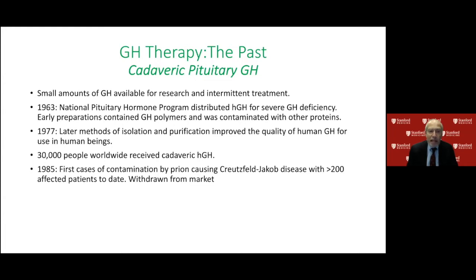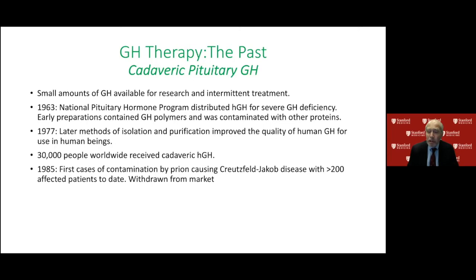By the late 1970s, the purification method was greatly improved, and the quality of growth hormone was now quite good. And over about 35 years, more than 30,000 people received this cadaveric growth hormone. However, in 1985, the first cases of contamination by a prion causing Creutzfeldt-Jakob disease were reported. In fact, we saw the first one here at Stanford. And more than 200 patients have been affected to date.